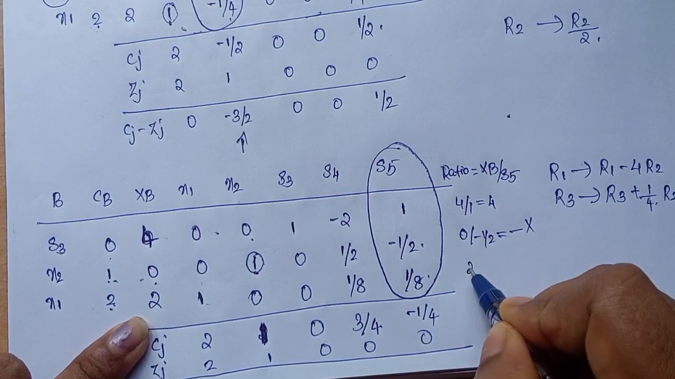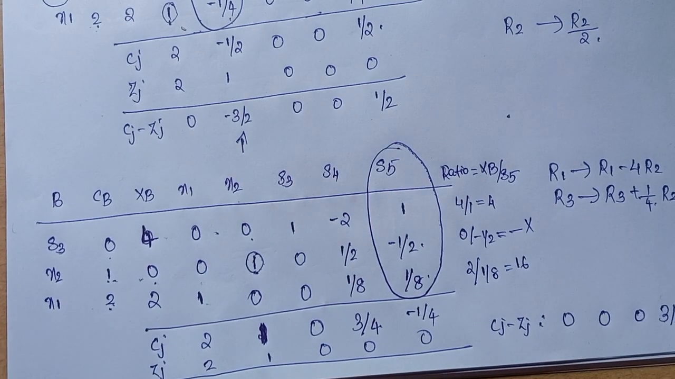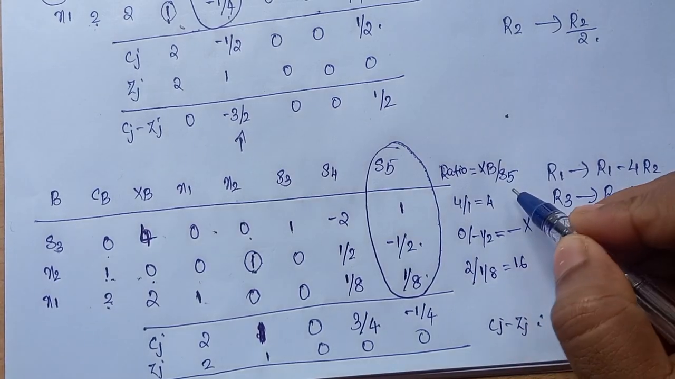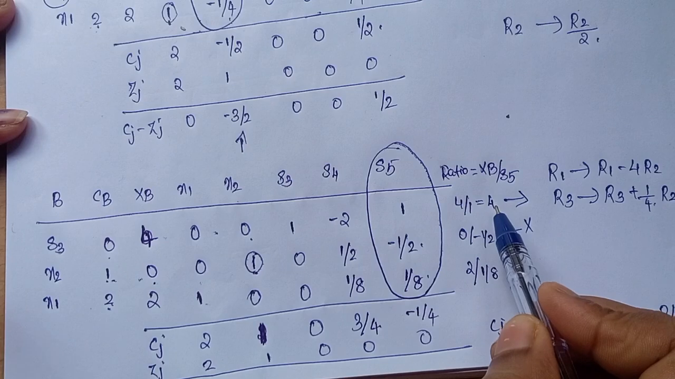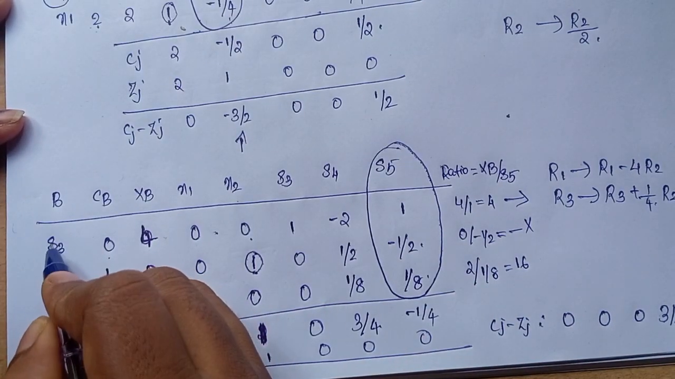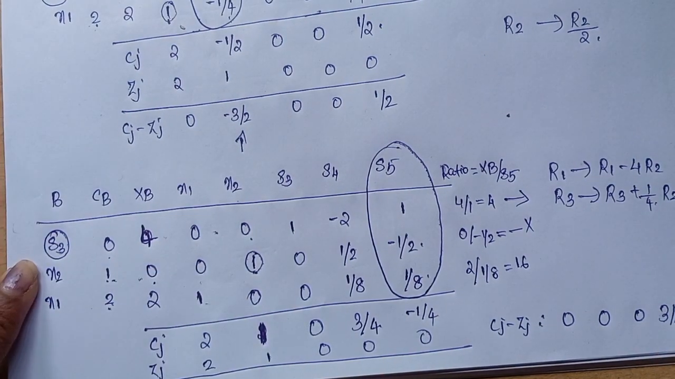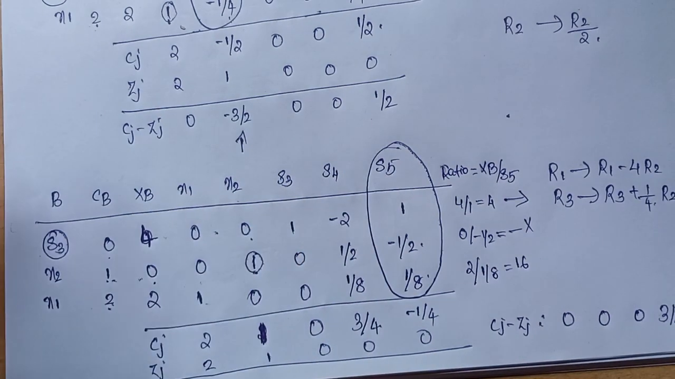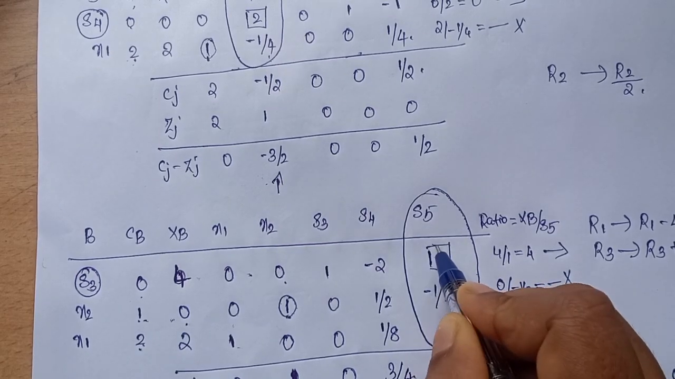And here 2 by 1/8, that's equal to 16. So from here we choose the minimum value out of zeros and positives. Here 4 is the minimum value, and the row corresponding to this minimum value is the key row, and the variable corresponding to this row is the outgoing variable or leaving variable. So here S3 is the leaving variable and S5 is the entering variable. So move to the next simplex table. Here 1 is the key element.